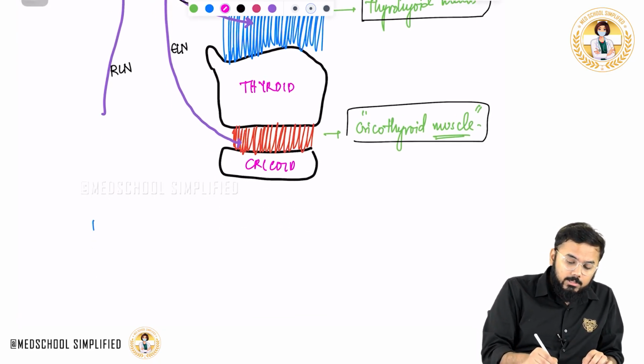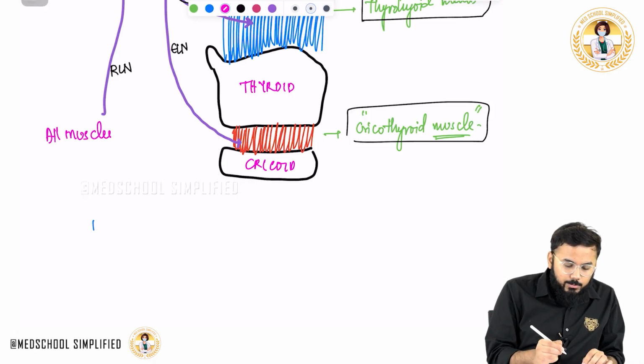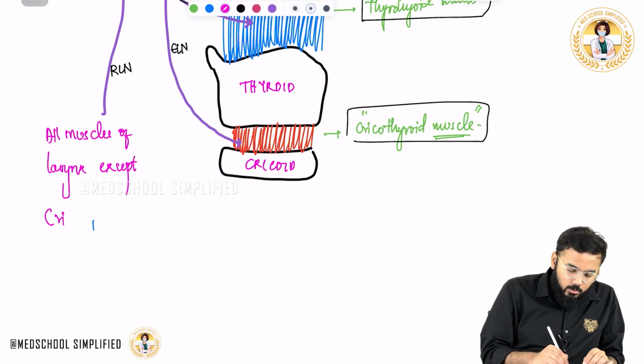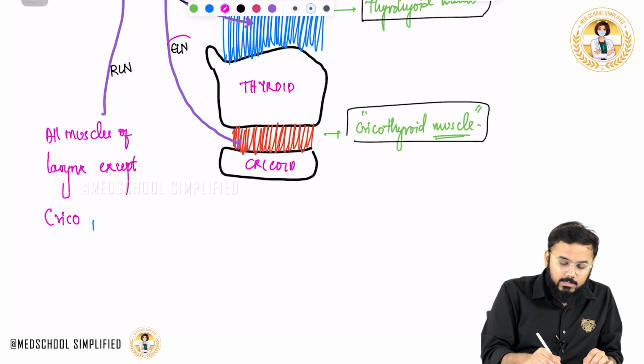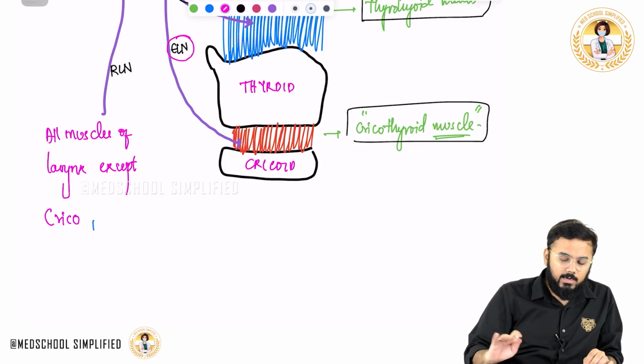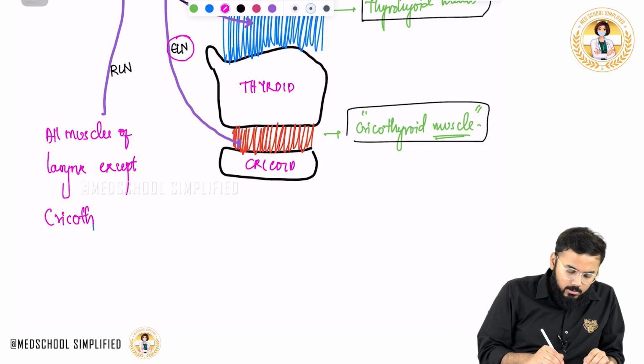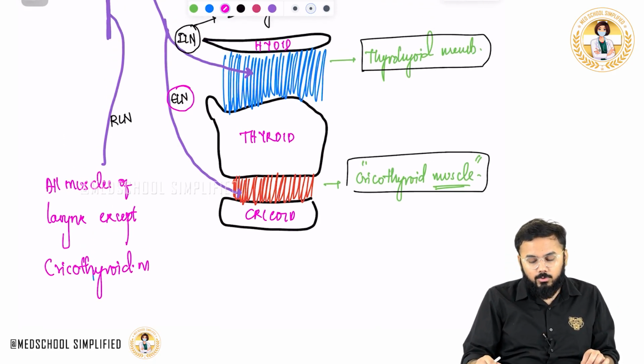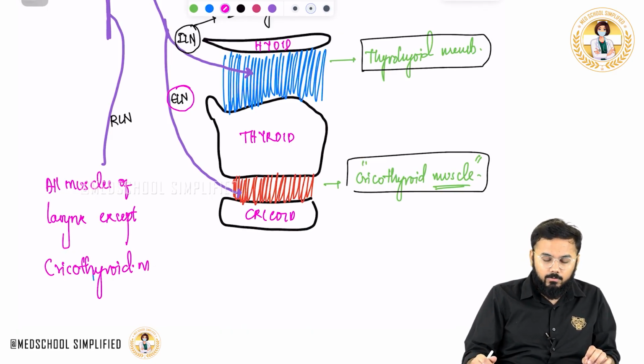What does this recurrent laryngeal nerve do? It will supply all the muscles, specifically the intrinsic muscles, all the muscles of the larynx except the cricothyroid muscle. Why? Cricothyroid is supplied by the external laryngeal nerve. So leave out cricothyroid, and all the remaining muscles are supplied by the recurrent laryngeal nerve. And remember one thing I told you, the cricothyroid muscle is responsible for what? To maintain the pitch of the voice.